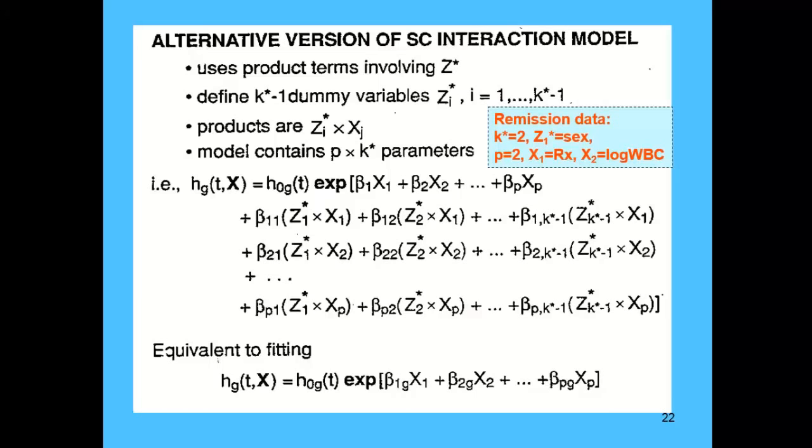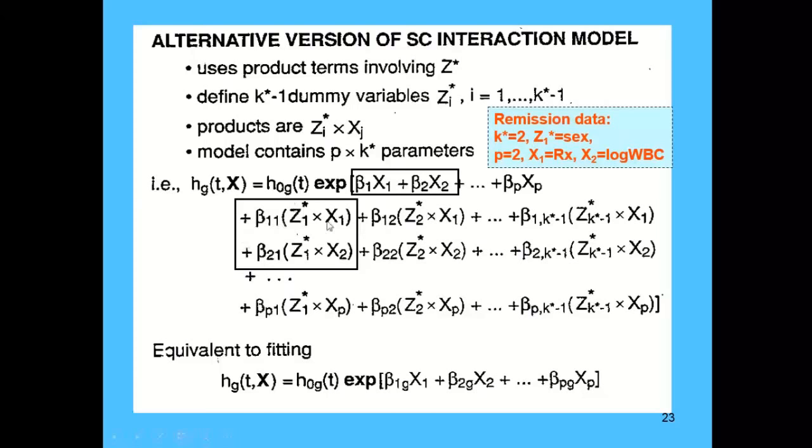So you might, but you notice I've got this in a rectangle and this in a rectangle. What's this? What's in our remission time? What's X1? Treatment. What's X2? Log white cell count. What's Z1 star times X1? Sex times treatment. What's Z1 star times X2? Sex times log white cell count. So that particular situation that we dealt with is a special case of this. This is just the most general way to do it.